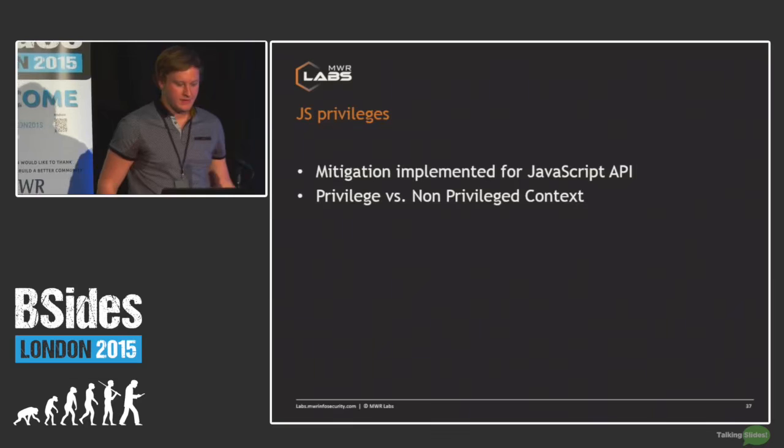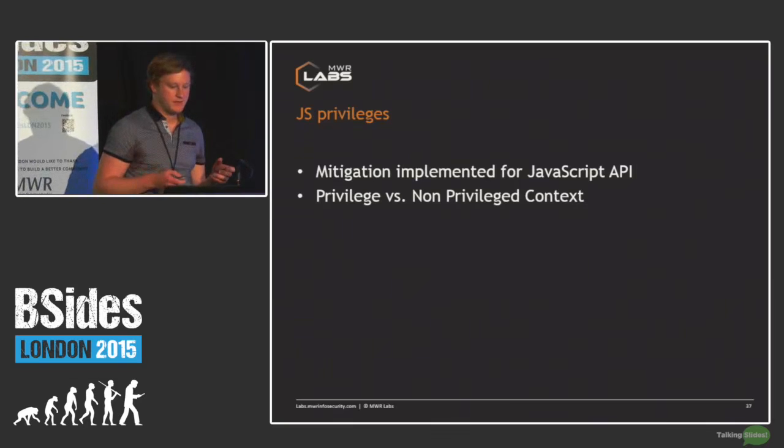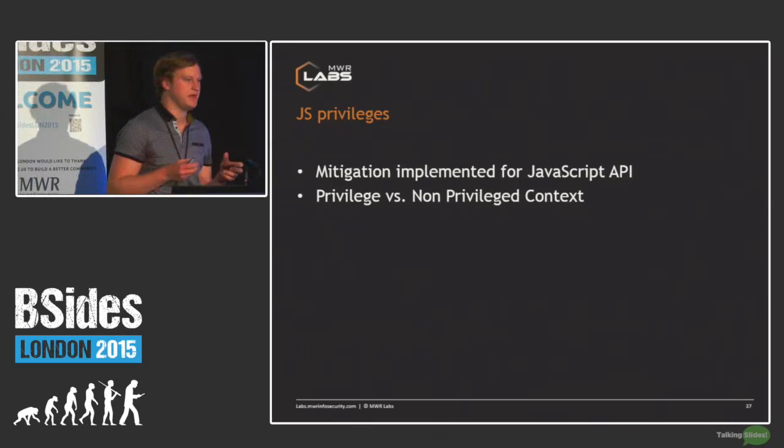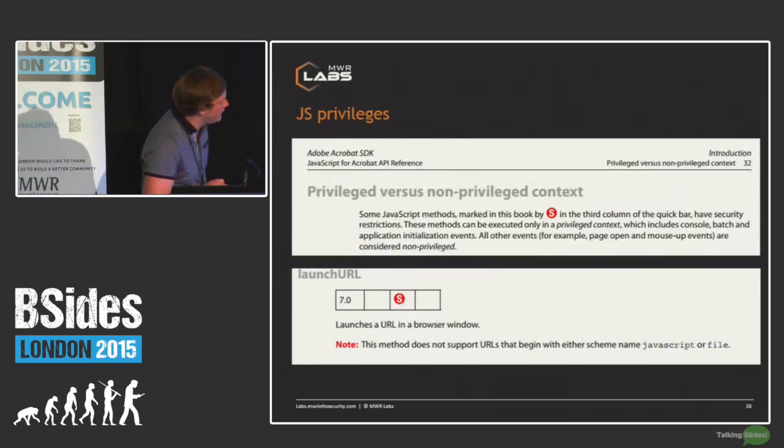Thanks, James. So back to the JavaScript API, I just wanted to touch upon a mitigation which Adobe put in place to safeguard some of the more sensitive JavaScript functions which are inbuilt into Reader. So in Adobe Reader, there's a concept of privileged versus non-privileged context. This is defined in the Adobe documentation for the JavaScript API here.